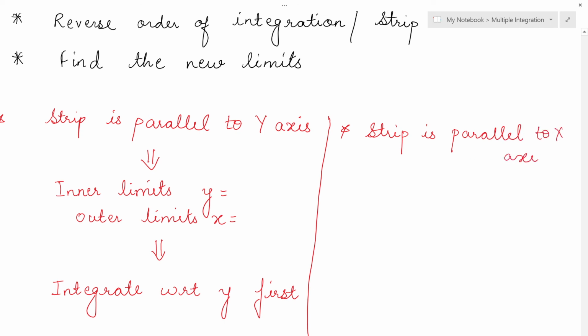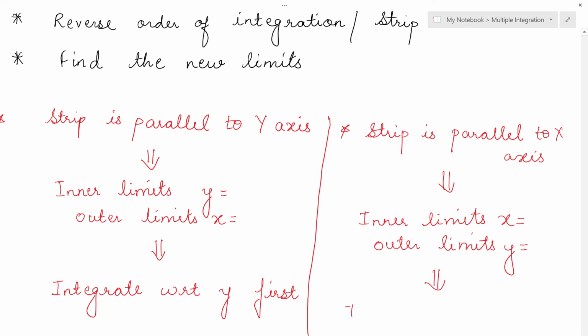If the strip is parallel to the x-axis, then inner limits will be x equal to some variable, outer limits will be y equal to some constant, and you have to integrate with respect to x first. So this is some theory that you need to remember before we start with the problems.